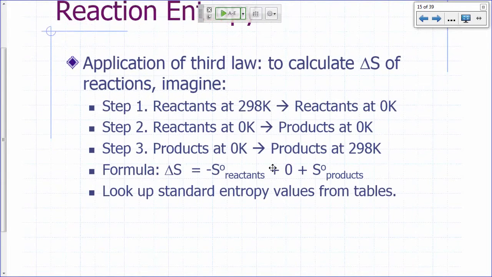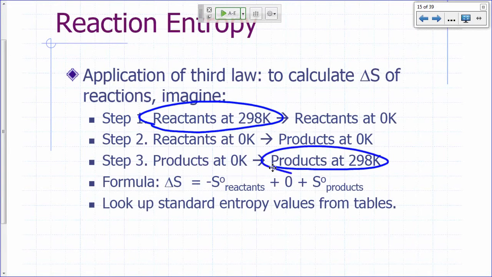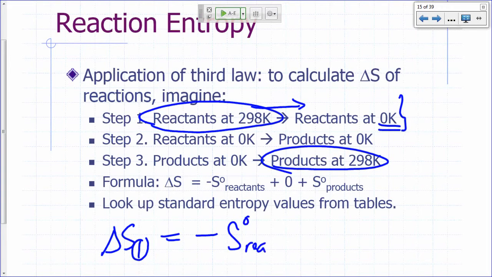So the application of the third law is this. It allows us to calculate delta S for a reaction where you start with reactants at 298 Kelvin and end up with products at 298 Kelvin. We imagine cooling your reactants from 298 Kelvin to 0 Kelvin. The delta S for step 1 would just be the negative of the standard entropy of the reactants.